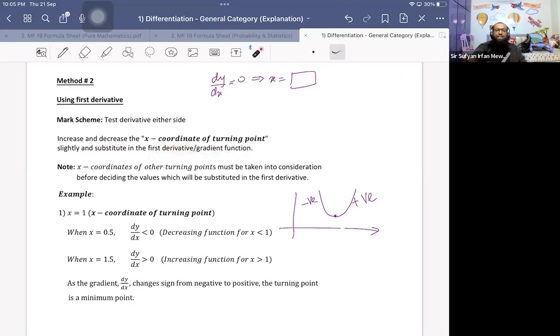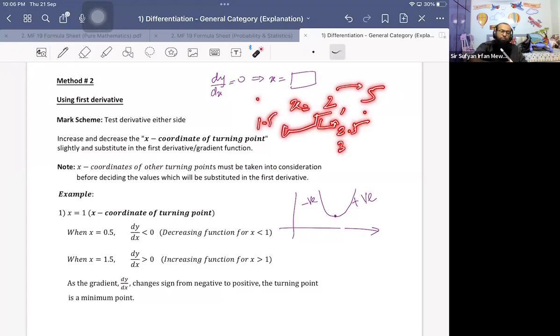What does the word slightly mean? There is subjectivity in this word slightly. How much do we have to increase or decrease? Let's suppose there are 2 turning points. One is at 2 and one is at 5. If we have to determine the nature of 2, then we have to increase slightly in such a way that we stay between 2 and 5. So if we increase, it's better that we get 2.5. We can write 3 as well and substitute in the first derivative. If we decrease 2 slightly, then we can get 1.5 or we can get 1.